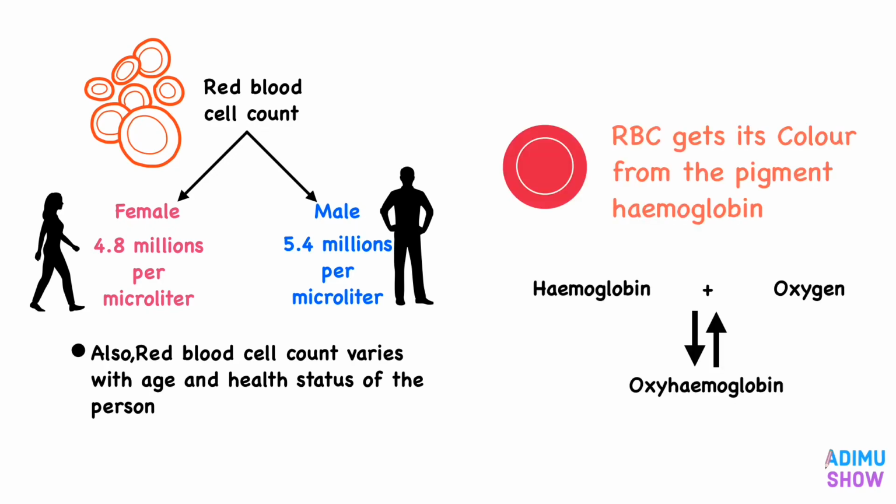How do red blood cells get their color? Red blood cells get their color from the pigment hemoglobin. It combines reversibly with oxygen to form oxyhemoglobin in areas of high oxygen concentration and releases oxygen in regions of low oxygen concentration.